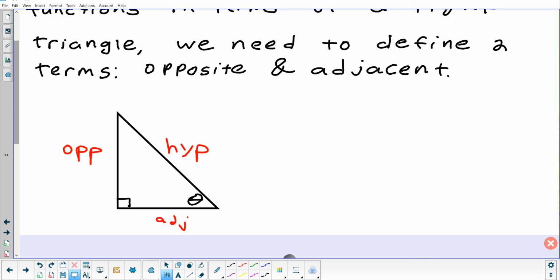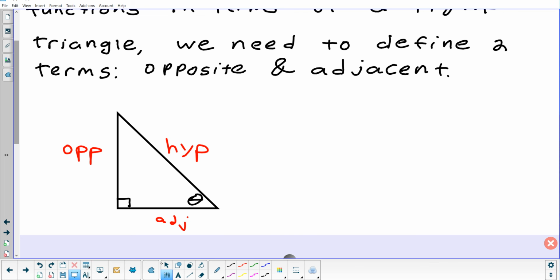Like if I said, the board is adjacent to me, adjacent means it's right next to me. It's adjacent. If I say something's opposite me, well, then that means it's across from me. It's in front of me. It's opposite. It's not right next to me.